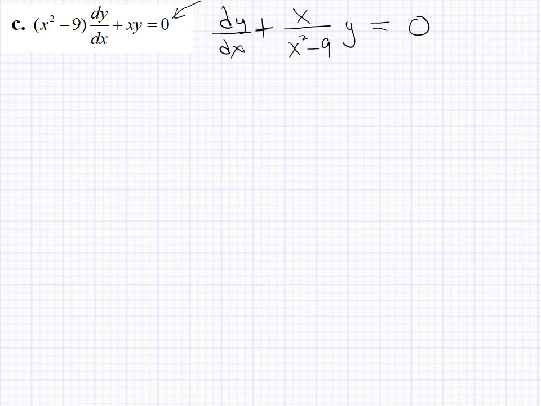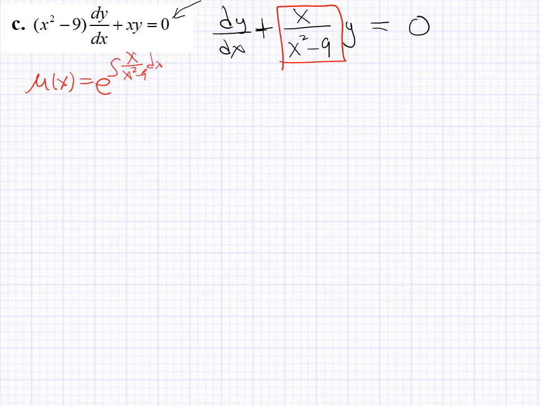So here's my p of x. So my integrating factor, mu of x, should be e to the integral of x over x squared minus 9 dx. Well, in order to do that integral, you would need substitution. So I'm going to say u equals x squared minus 9. du would be 2x dx. We don't have the 2, so divide. So this would just be du over u here with an extra 1/2.